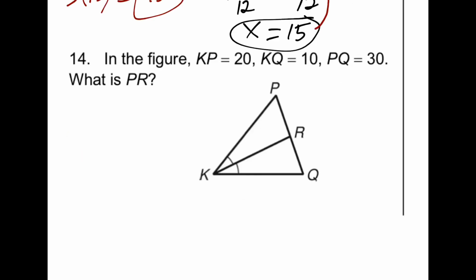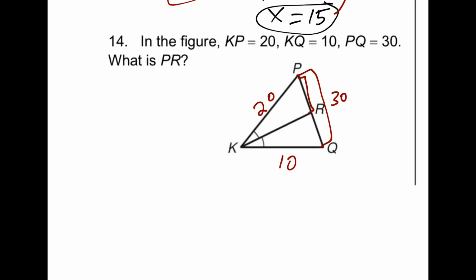Number 14. KP is 20, KQ is 10, PQ is 30, which is tricky because it's this entire length here. They want to know this proportional one here. There's a couple of different ways to solve this. We can think of PR as x, and then we can compare 20 is to x in the same way that 10 is to 30 minus x. Since we know the whole distance is 30, and we're calling this one x, whatever's left is 30 minus x.